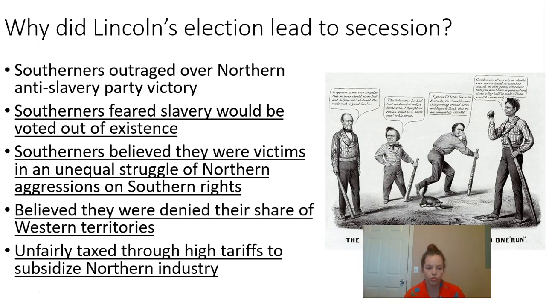Some examples they would use to justify this would be the Southerners believing they were denied their share of Western territories, so again, just talking about which territories in the West would be free or slave. The South also felt they were unfairly taxed through high tariffs that were benefiting the North rather than the South. So they were paying taxes, but it all went to Northern industry rather than staying at home in the South.